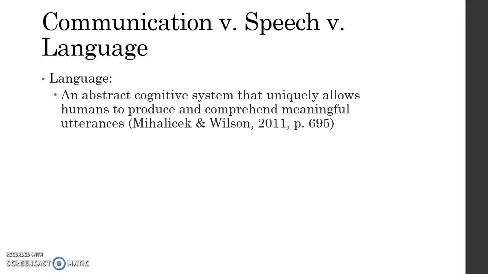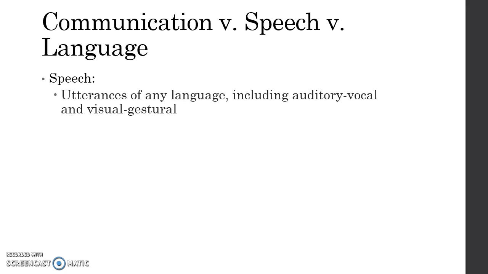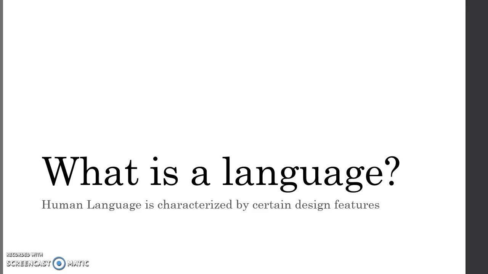Language, however, is an abstract cognitive system that uniquely allows humans to produce and comprehend meaningful utterances. And speech is the utterances of any language, including auditory, vocal, spoken language, and heard language, and visual gestural. These are signed languages, like American Sign Language. So what is a language? Human languages are characterized by certain design features.